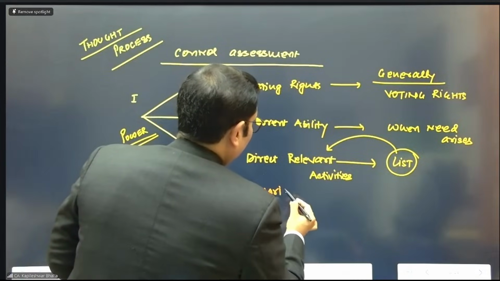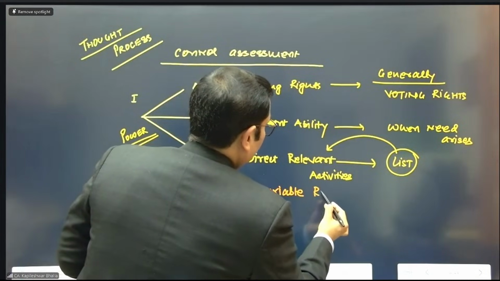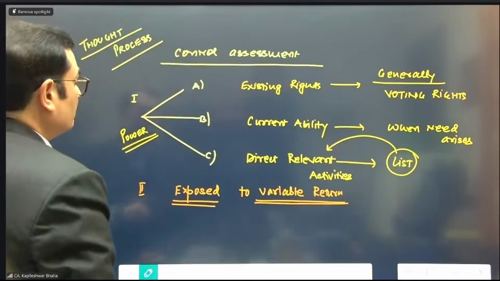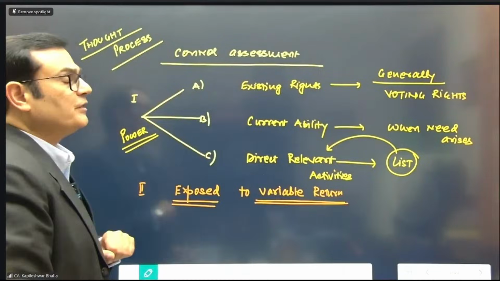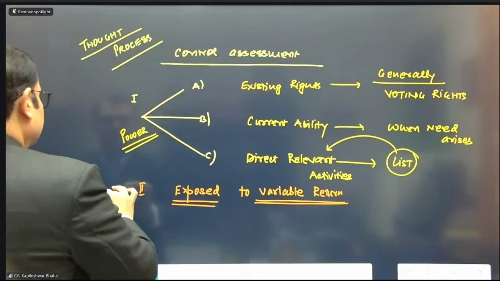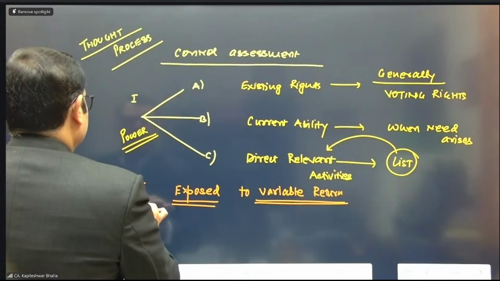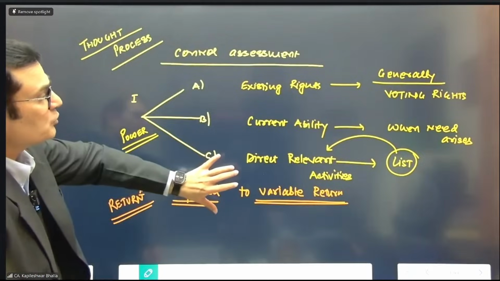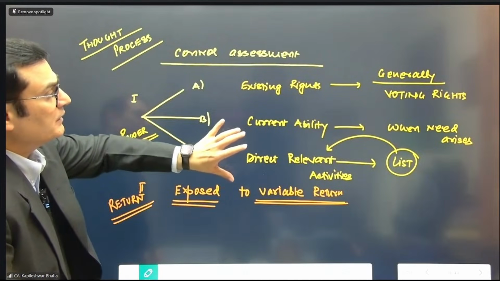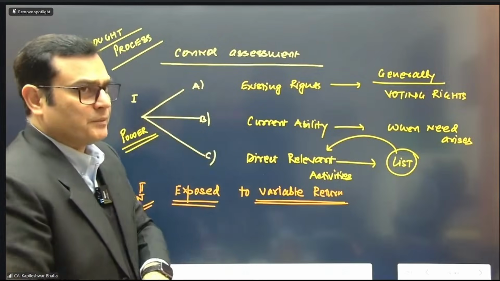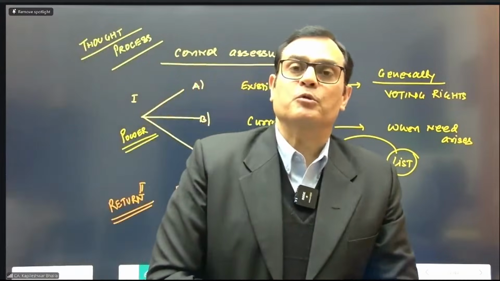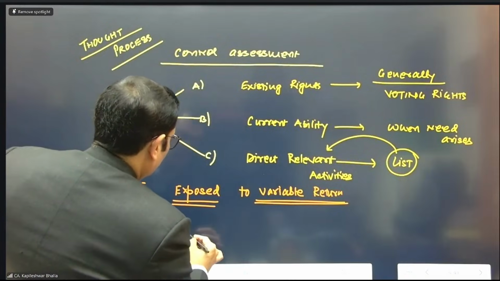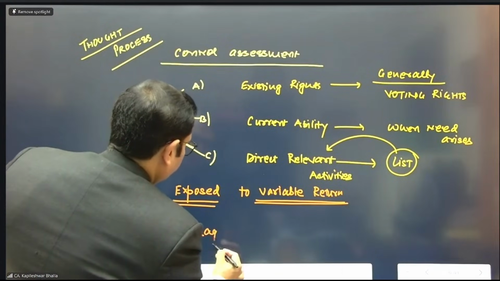So your involvement as an investor with the investee should be exposing you to variability of returns. Let's call the second parameter return. It's variable return, but that's the second parameter, return. Once we've understood relevant activity, current ability, and existing rights, we come to step number 2, understanding the exposure to variability of returns.